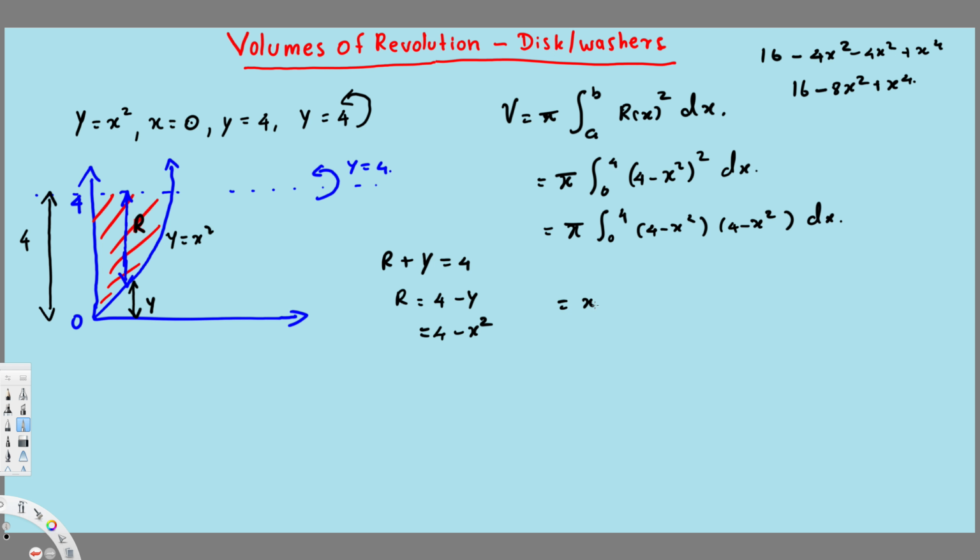So this is going to be pi, going from 0 to 4, 16 minus 8x square plus x to the power 4 dx, right? Now this one is easy to integrate, so let's do the integration.